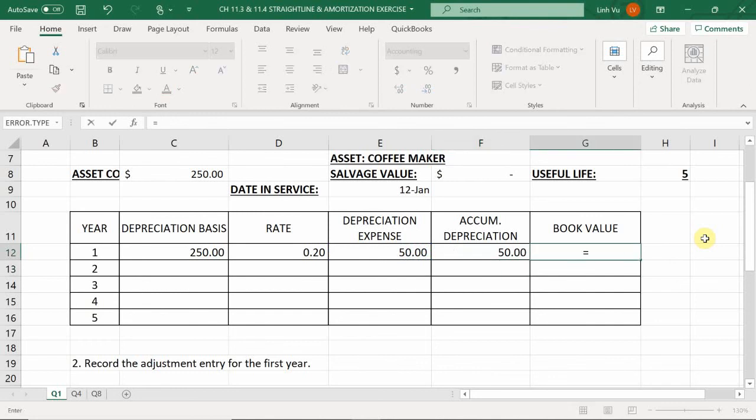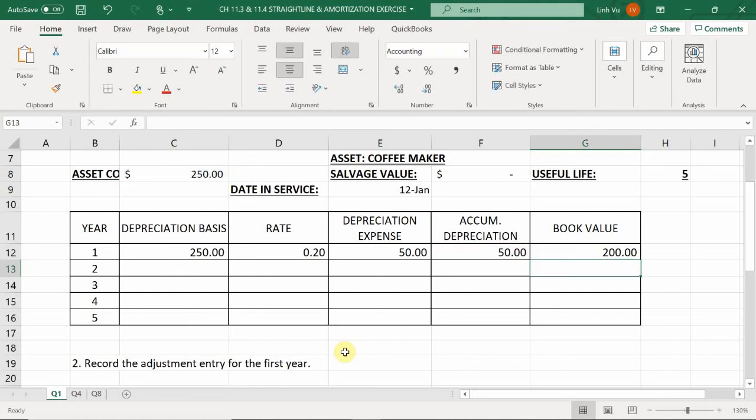So what's my book value going to be at the end of the first year? It'd be the 250 minus the 50 to give us 200. Good. Excellent. Then what is going to be my depreciation basis for year 2? 200. No, we're not using book value. Oh, so it stays the same. It stays 250, correct. It's going to be the same for all 5 years.